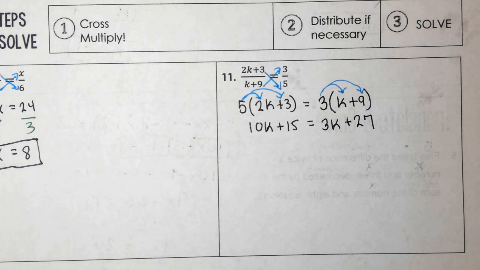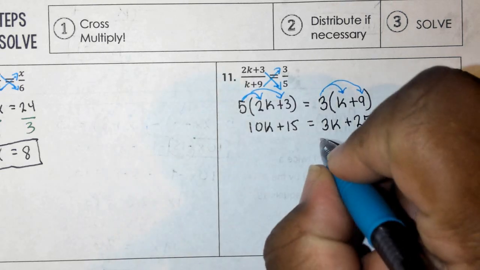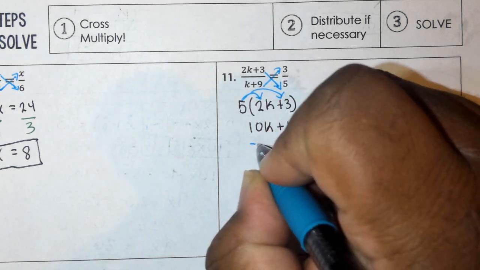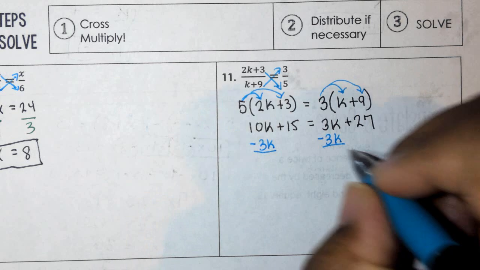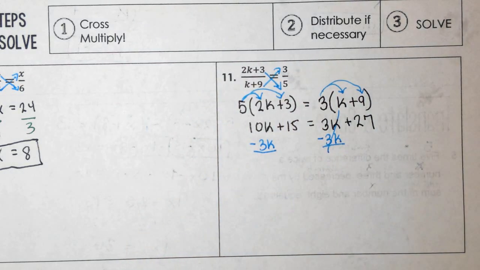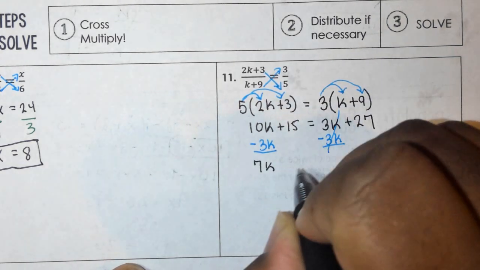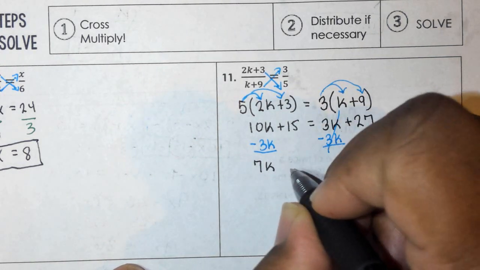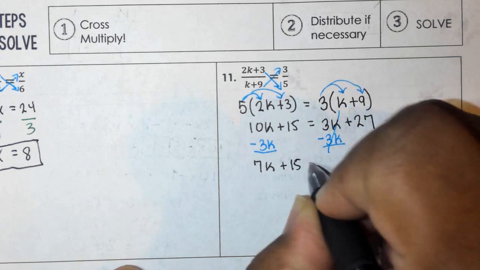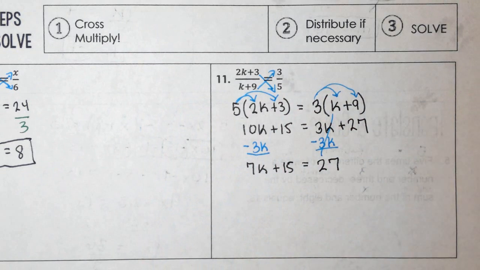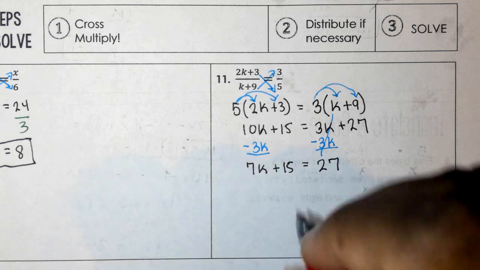You know the next thing I need to do, get my variable k on one side. I'm always going to go with my smaller one. In this case, 3k is my smaller one. I'm going to subtract 3k from this side, move it to this side here. Cancel, get my variable on one side. Now I have over here 7k, because 10k minus 3k is 7k. Bring down what I haven't used. I haven't used plus 15. I haven't used my positive 27, so I'm just going to write 27 now. Drop the positive.